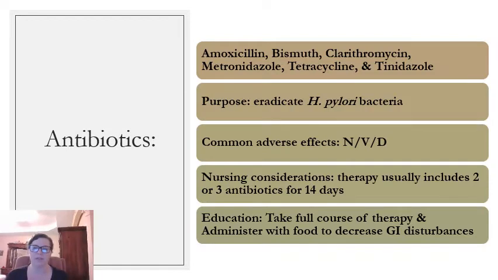So the first type of these medications are the antibiotics. These are going to be your amoxicillin, clarithromycin, metronidazole, which you'll see a lot in practice. It's Flagyl, and then tetracycline. The purpose, again, is to kill that H. pylori bacteria. The common adverse effects from these are nausea, vomiting, and diarrhea. It's an antibiotic, is my only excuse for that.